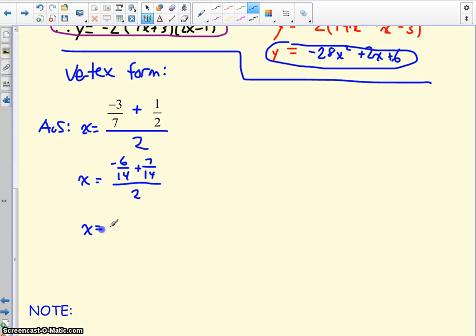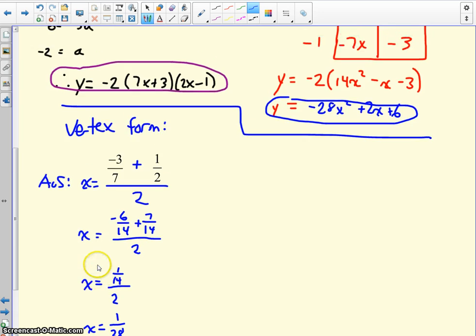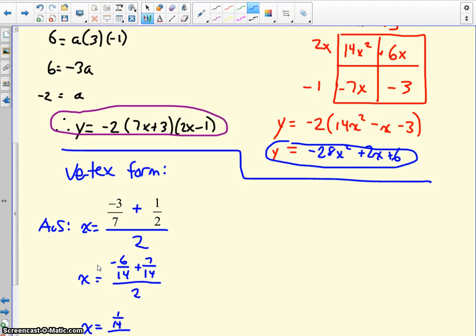So that will give me 1 over 14, all divided by 2, which gives me 1 over 28. Not a very friendly looking axis of symmetry at all, but it works. Okay, so that gives me the axis of symmetry. I need to find the y value of the vertex, and we did that before back in Unit 3 when we first started looking at quadratics.